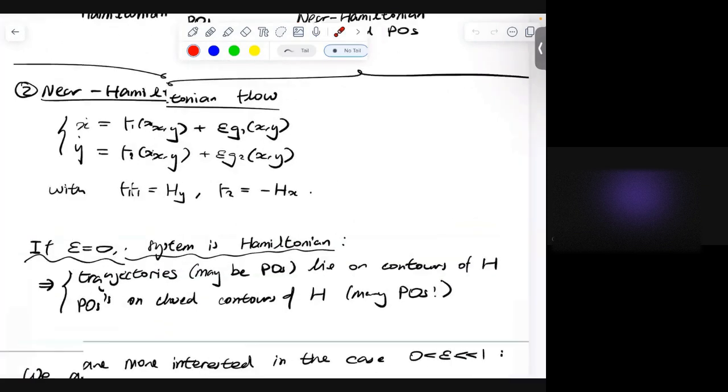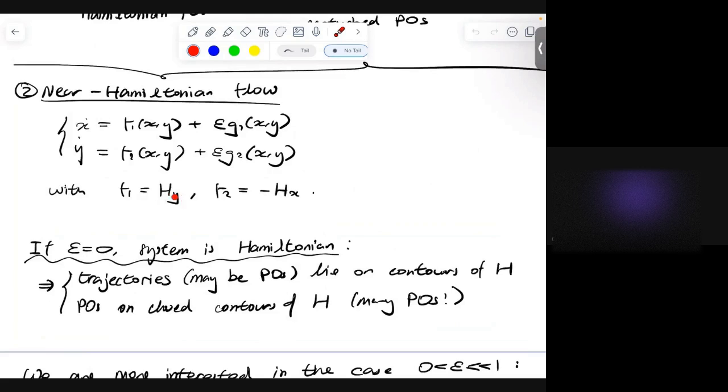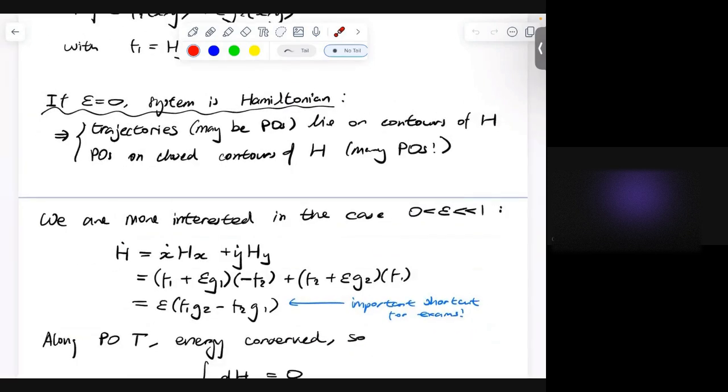If we can find an H that satisfies this when epsilon is 0, then we have a Hamiltonian system. In this case, as I said before, the trajectories might be periodic orbits. They would lie on the contours of H, so curves of constant H. And the POs would lie on the closed contours of H, and there would be many POs.